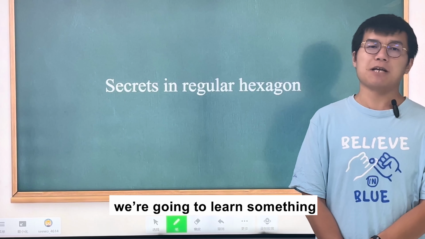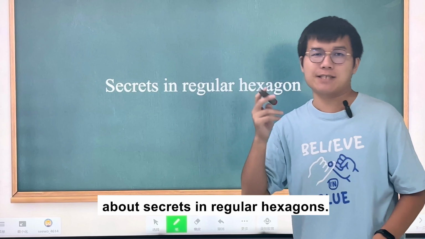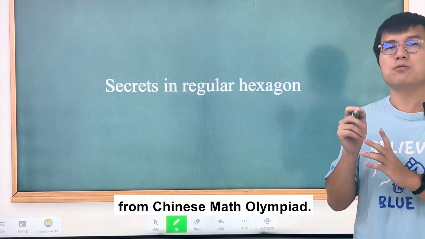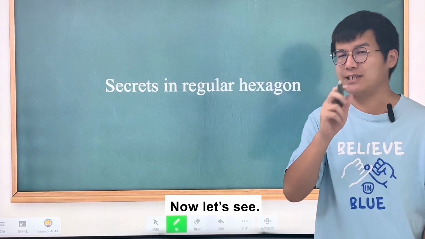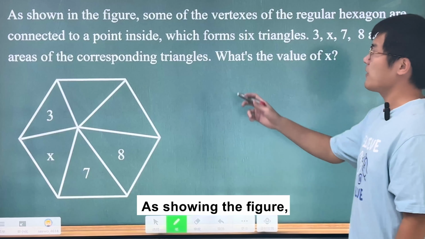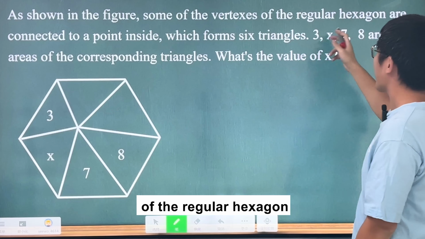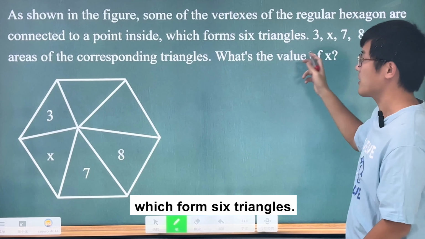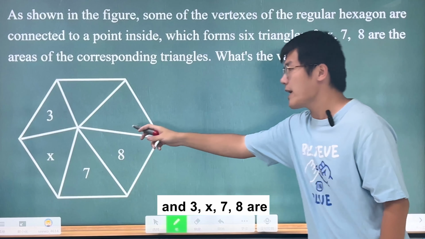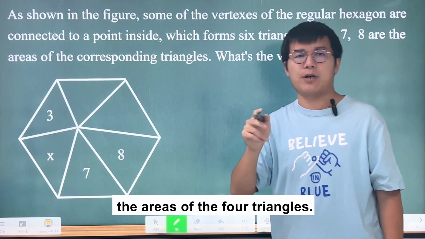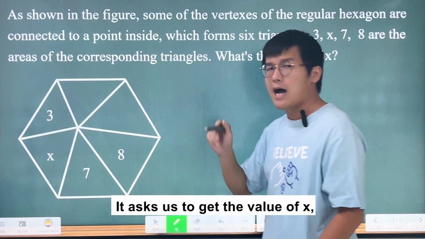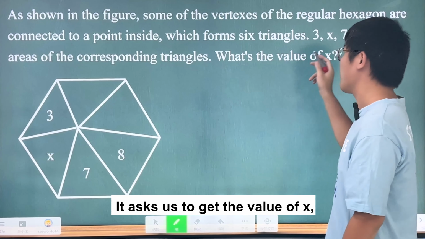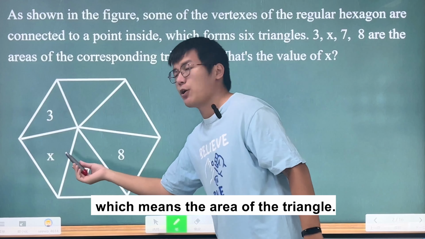Today we are going to learn something about secrets in regular hexagons. Okay, this is a question from Chinese Math Olympiad. Now let's see. I've shown in the figure some of the vertices of the regular hexagon are connected to a point inside, which forms 6 triangles, and 3, x, 7, and 8 are the areas of the 4 triangles. It asks us to get the value of x, which means the area of the triangle.